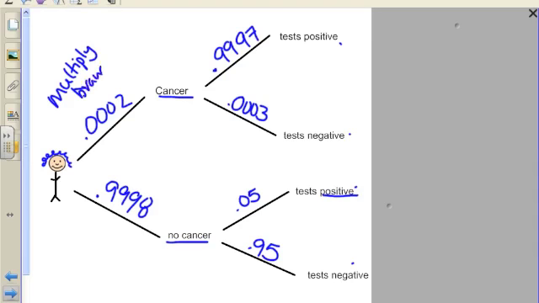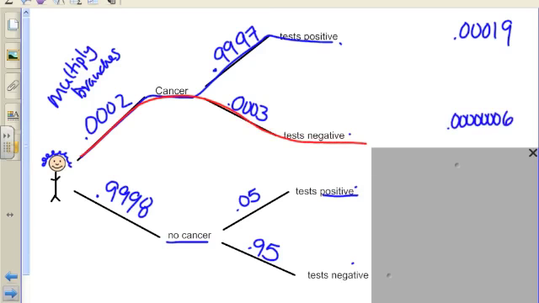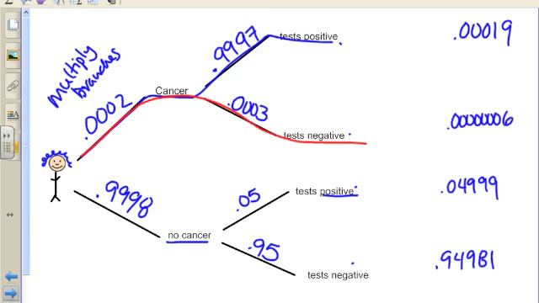Multiply branches. I want to know what's the probability a woman has cancer and tests positive. And it tells us we're going to multiply. So we'll just multiply those together. And this is what I got, 0.00019. And I could do what's the probability a woman has cancer and tests negative. Whew, that's 7 zeros, a really small chance. And I went ahead and finished all this. So here are my results from my tree diagram.